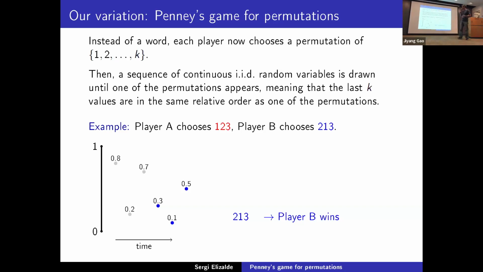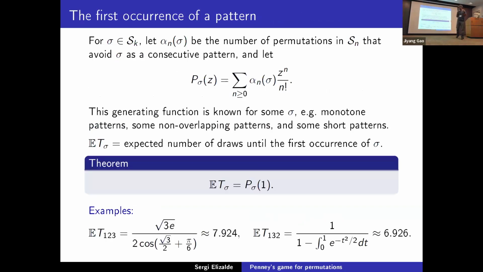Okay, so a lot of the questions we're interested in are the same kinds of questions. This is a non-transitive game. Also, for two given permutations, what's the probability that one appears before the other? So it turns out this problem relates to enumeration of permutations avoiding consecutive subsequences. A simpler question would be, you just have one pattern, one permutation of length k, and you want to know what's the expected time before you see it appear for the first time.